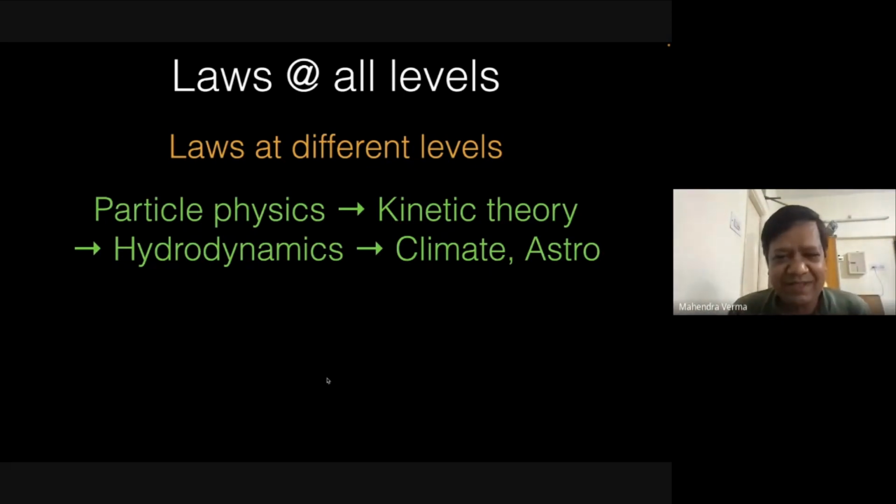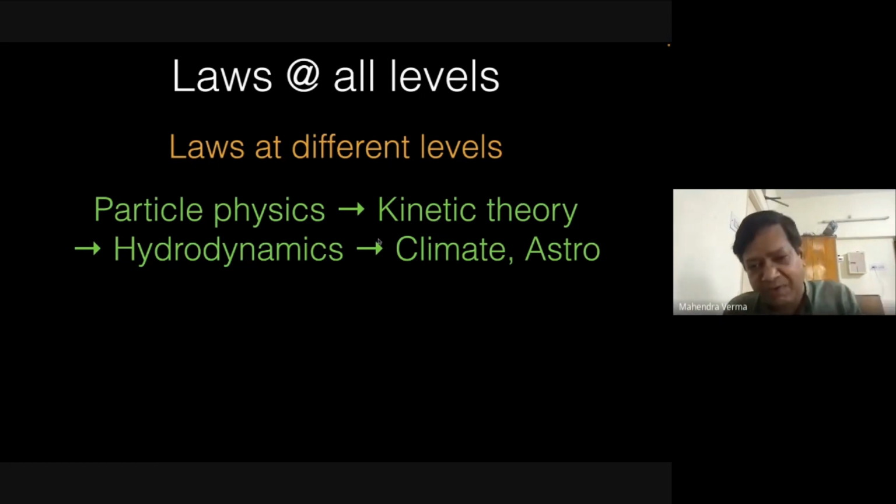So there are levels. For example, we have particle physics, with the Schrodinger equation in principle. Then we go to kinetic theory, which involves many particles. And you know that the equation for kinetic theory, like the Boltzmann equation, is different. Though it is derived from Newton's laws and the Schrodinger equation, kinetic theory is in some sense a different set of equations which we deal with.